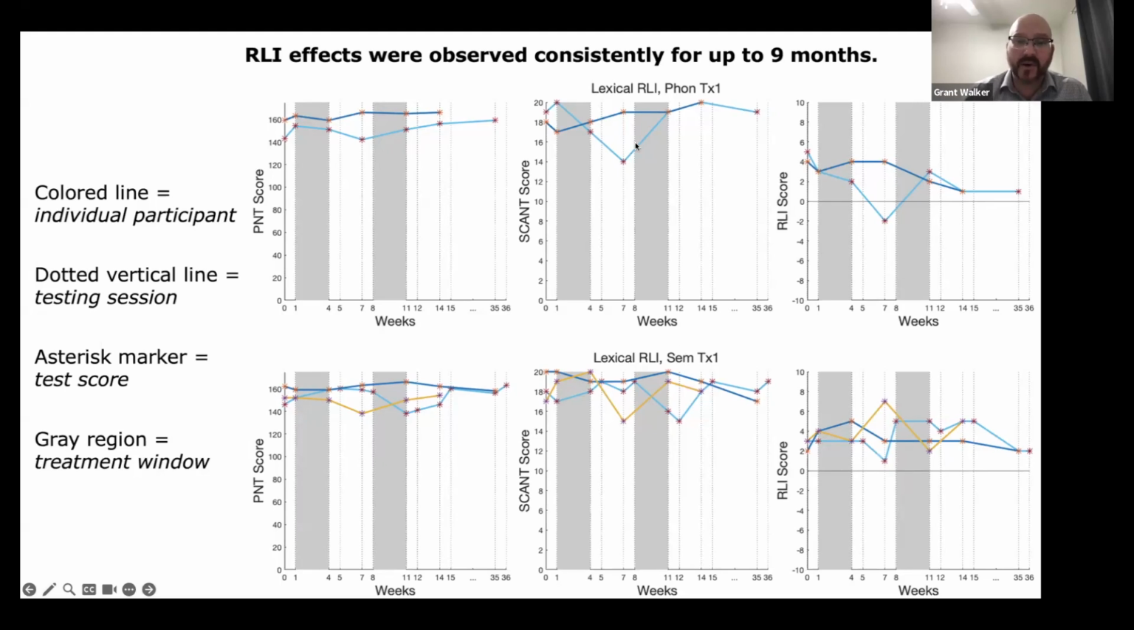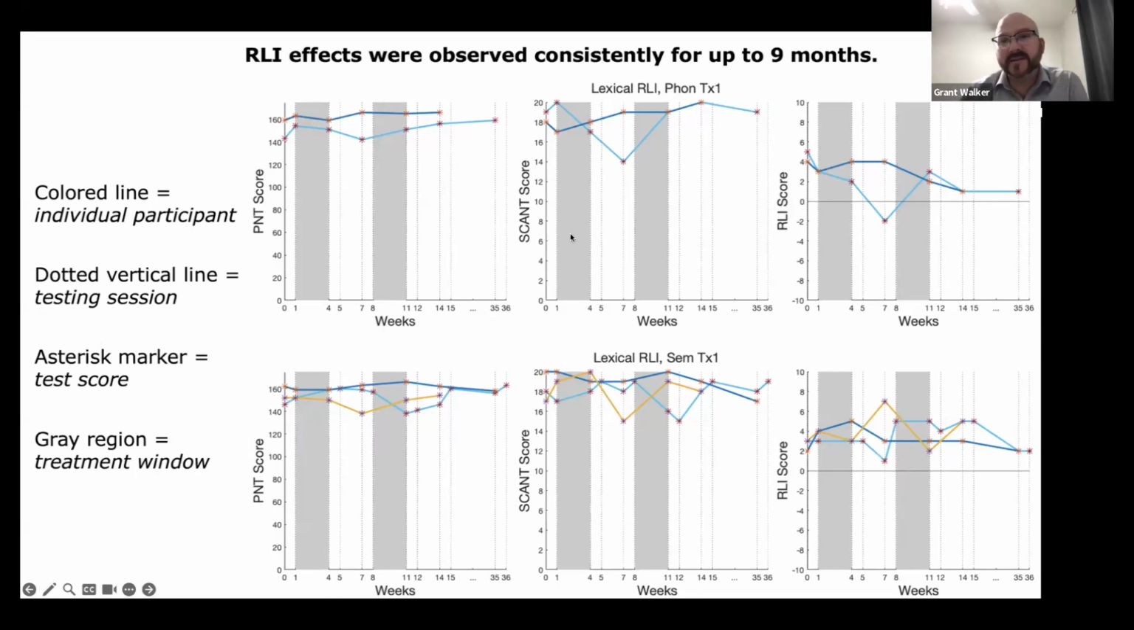Here's the scant score, which is extracted from these items, and so we expect it to approximate these scores, and they do. These folks are all pretty good at naming, although we get a little bit more noise. The score bounces around a little bit from week to week. But when we look over here at the RLI score, if this were a fluke, we would be expecting these lines to be bouncing around zero. But they don't. They stay above.